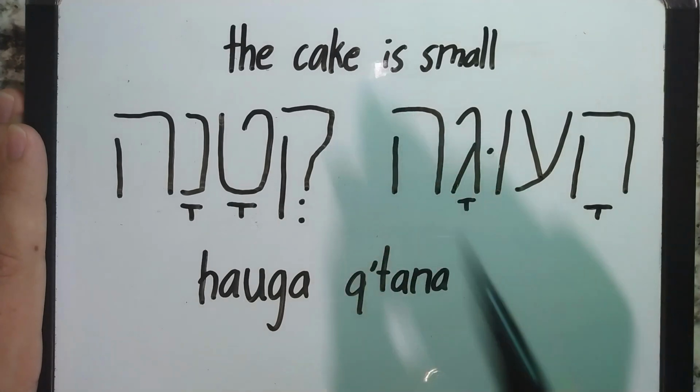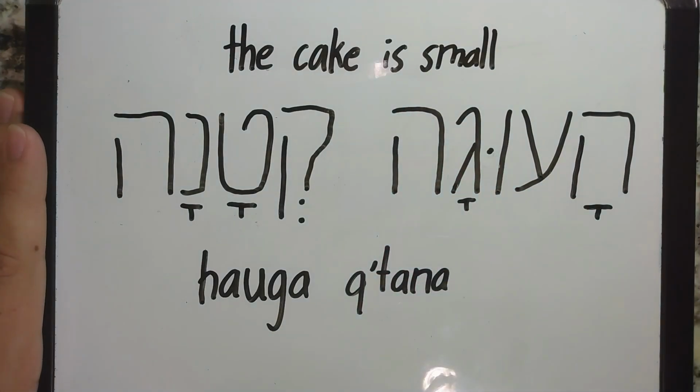The cake is small. It may seem a little strange that Hebrew doesn't use or even have the word is, but this lack of the verb to be also commonly shows up in informal English, as in you okay instead of are you okay. The difference is that Hebrew does this much more and also does it in formal, grammatically correct settings.